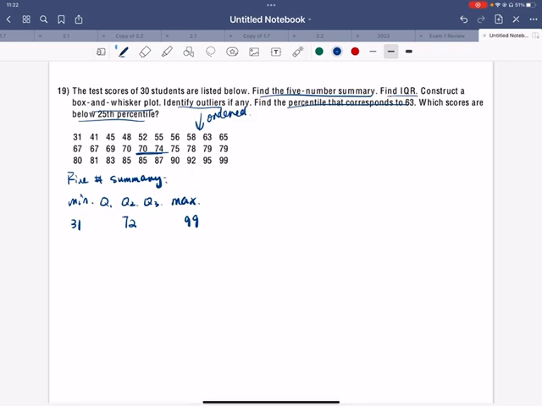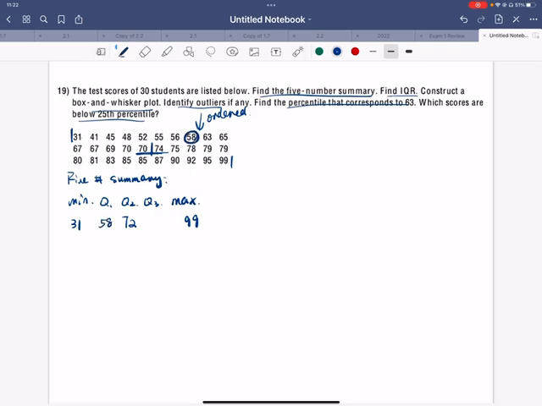Okay. And let's cut the order data set into two halves. The first half is from 31 all the way up to 70. The second half is 74 up to 99. For the first half, we actually have 15 numbers. I think the 58 should be right in the middle.